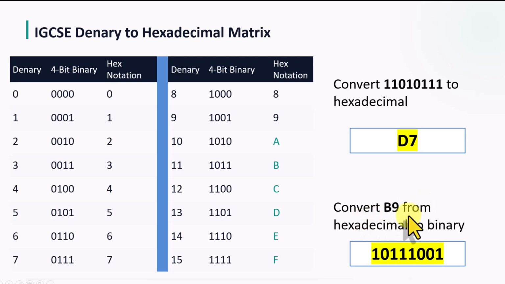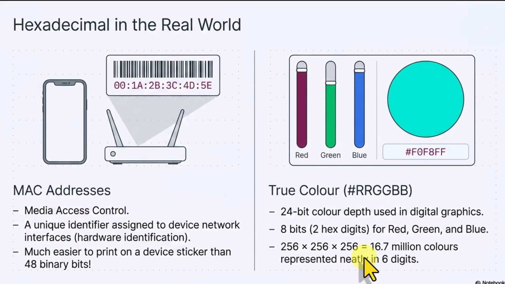And convert B9 from hexadecimal to binary. So now we have B, so change it to B. Here that is 1 0 1 1, so 1 0 1 1. Then we have 9, 9 is 1 0 0 1, so we have 1 0 0 1. So it is very easy to change from hexadecimal to binary and from binary to hexadecimal. Each 4 digits of binary will change to 1 hex digit, and each 1 hex digit will change to 4 digits of binary. Okay, so that makes your life quite easy.